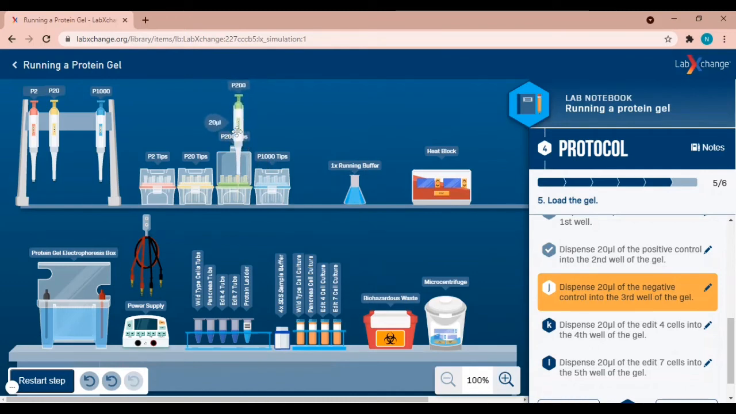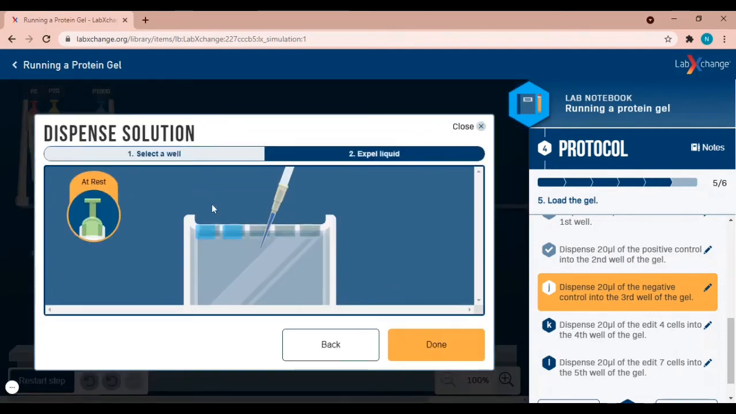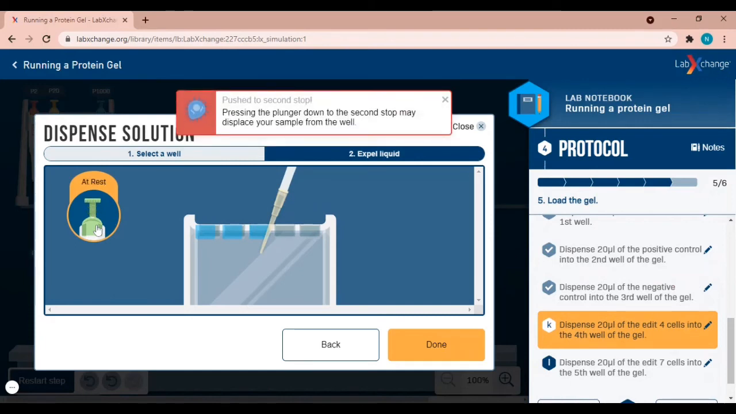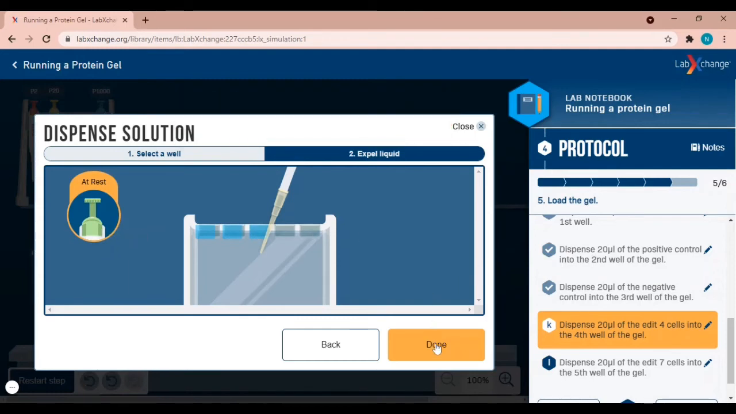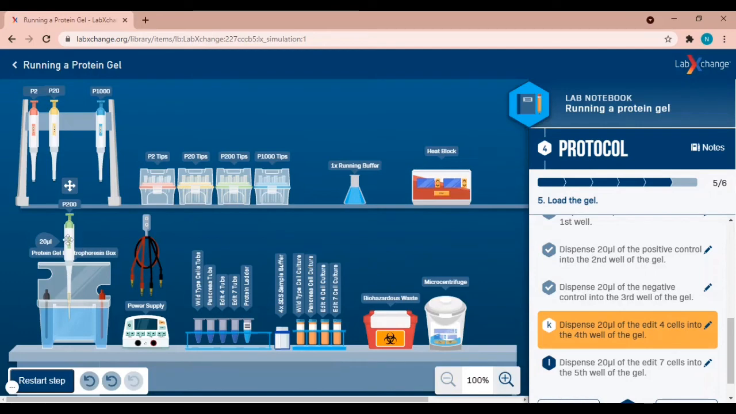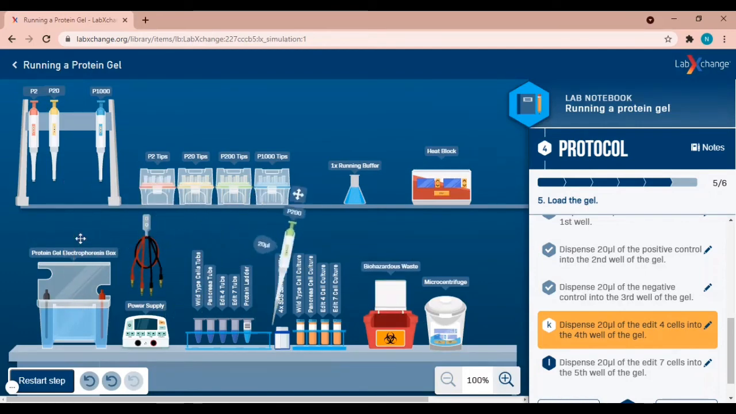Next, dispense 20 microliters of the negative control into the third well of the gel. Draw up the negative control and dispense into the third well of the gel. Alright, dispense. Done. As usual, eject the tip into the biohazardous waste container and attach a new tip.